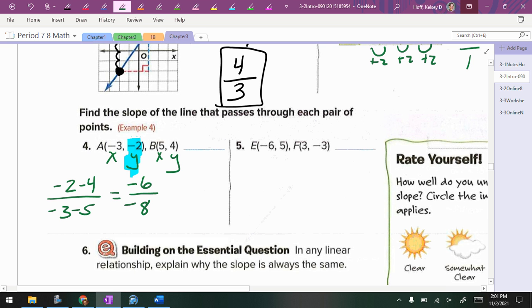A negative divided by a negative is a positive. Can I reduce 6 and 8? Divide out a 2. My slope is 3/4.